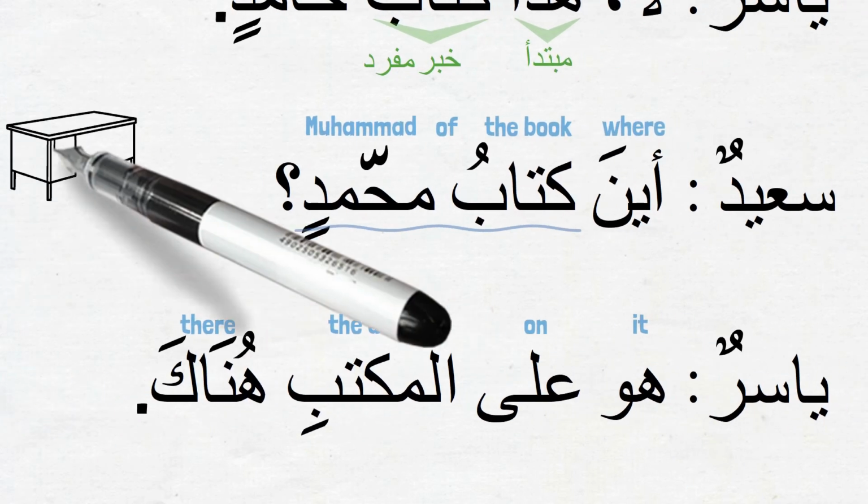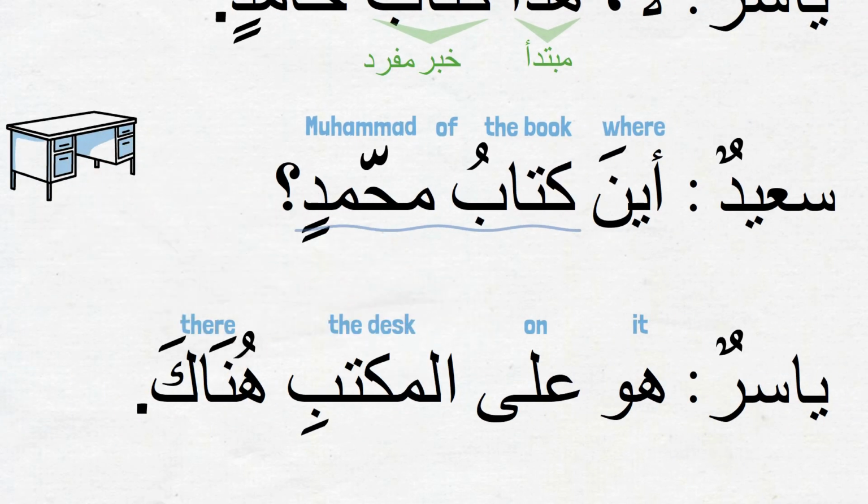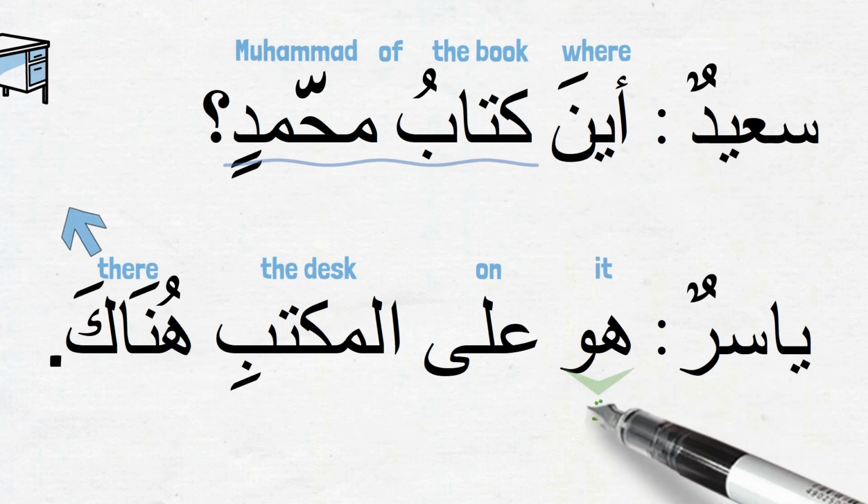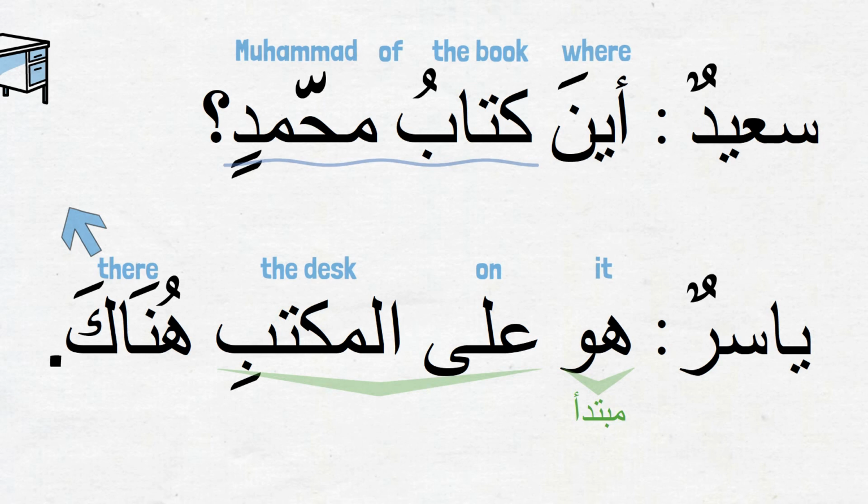So going back to our dialogue, in this sentence, huwa ala al-maktabi hunaka, by saying hunaka, Yasir is pointing at the desk to show where the book al-kitabu is. This is an ismiya sentence and huwa is the mubtada and the jar majrur ala al-maktabi is coming as shibhu jumla type khabar. That is because ala is a harf and a harf cannot serve as khabar on its own. It has to be accompanied by its ism majrur. Therefore, we have the whole shibhu jumla coming as khabar.